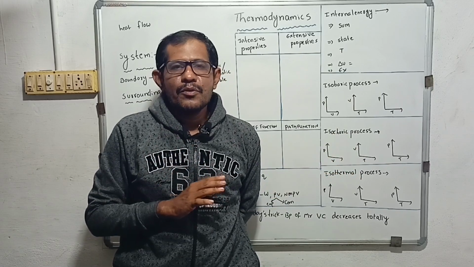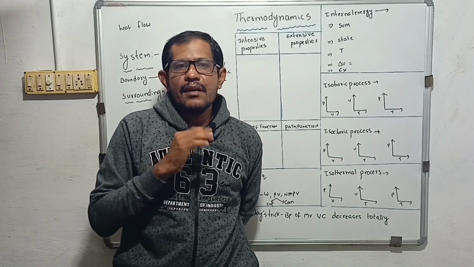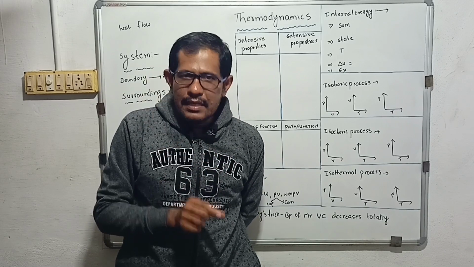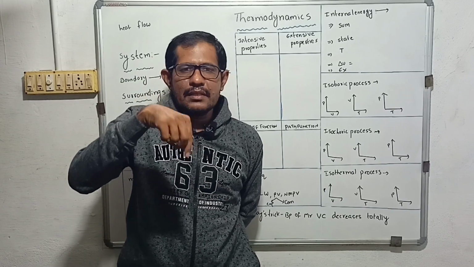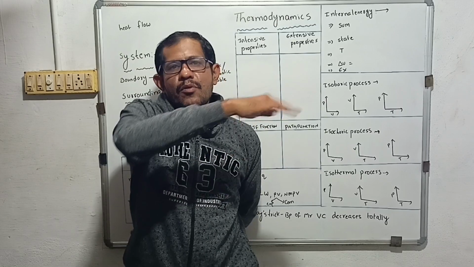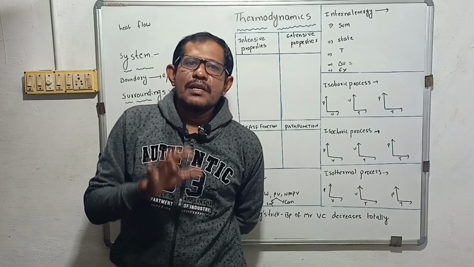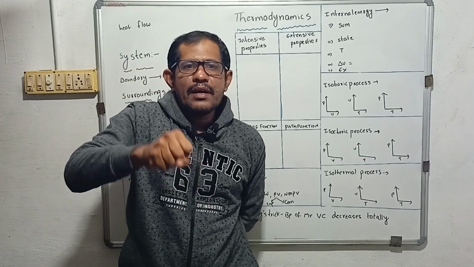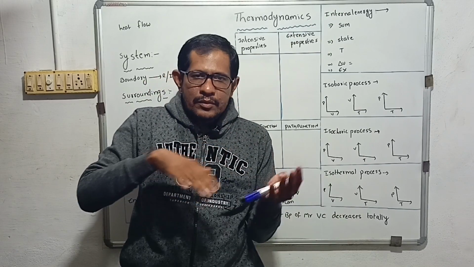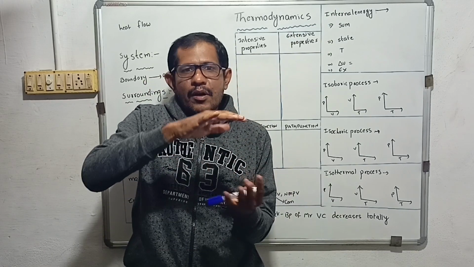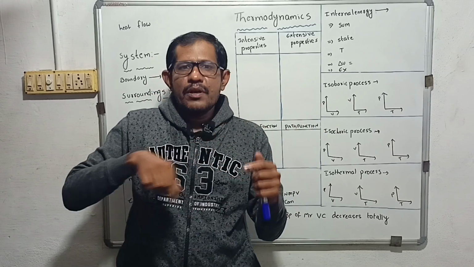One more example. If tea is in a glass, the tea is the system, the plastic of the glass is the boundary, and the remaining part is surroundings. In a lake, if I want to study the lake water, that lake water is the system and the remaining all are surroundings. The boundary of the lake is the line which separates the water from the surroundings.